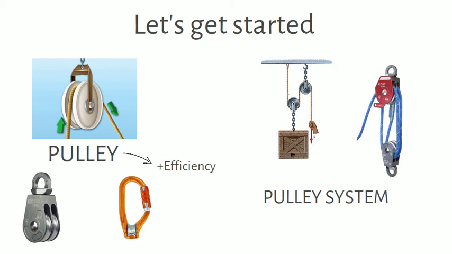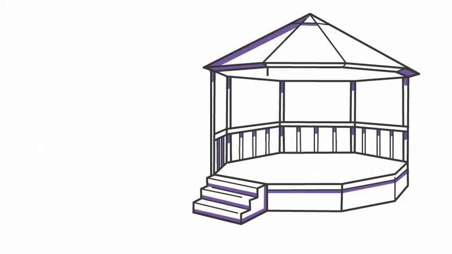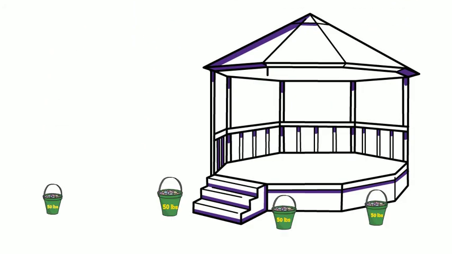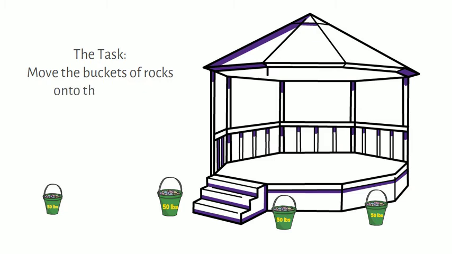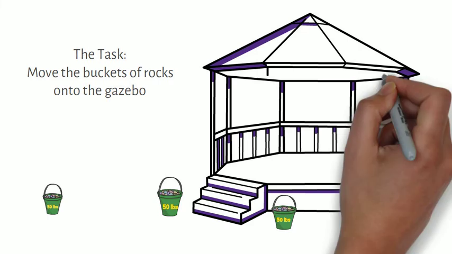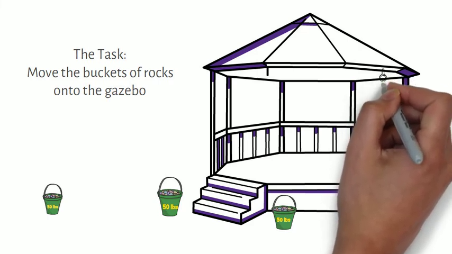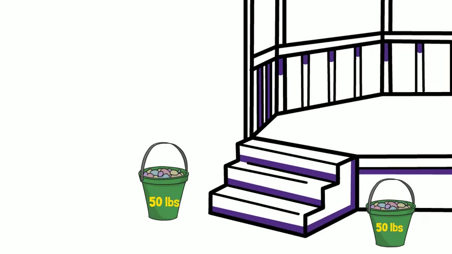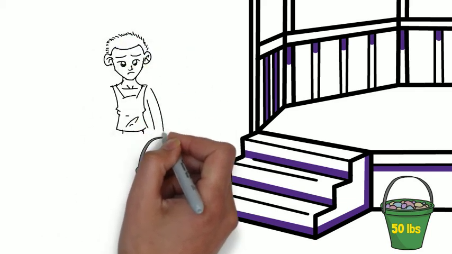We'll talk more about this later, but it's important to understand the difference between the two uses of the term pulley. Let's put science aside for a moment and look at some things most of us are familiar with: buckets of rocks and a gazebo. Here, we have 4 50-pound buckets of rocks, and the task is to move the rocks onto the gazebo. Let's assume none of us are strong enough to simply pick up the bucket and put it on the gazebo. Let's take a look at the different ways our cartoon friends approach this task.